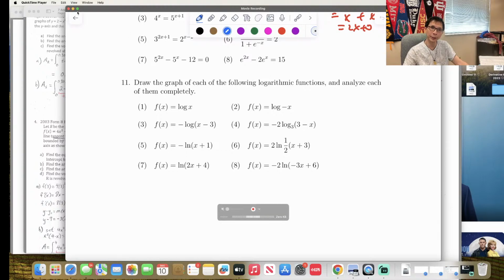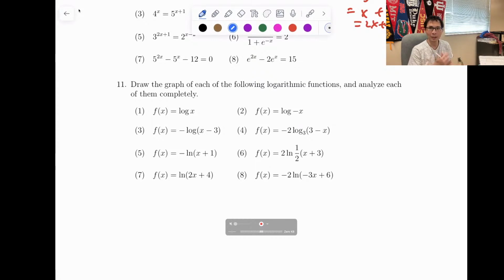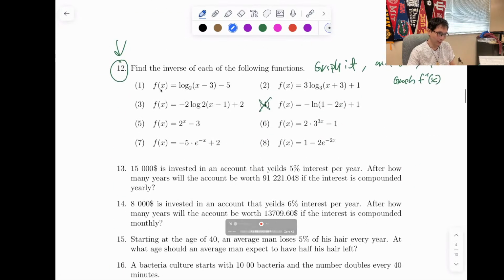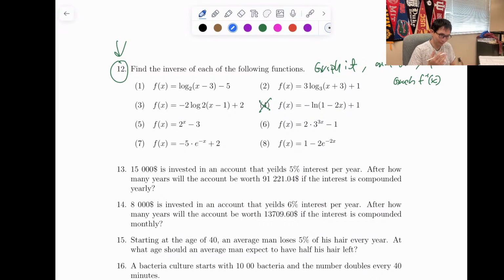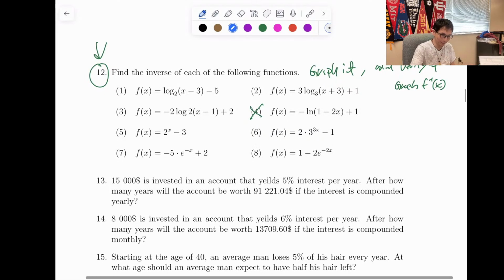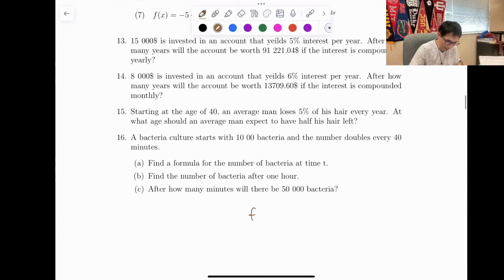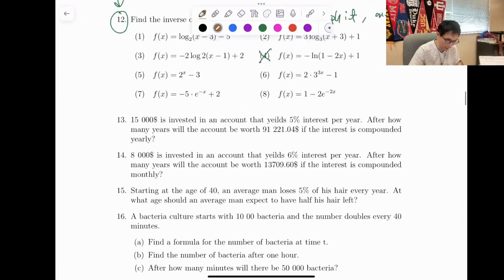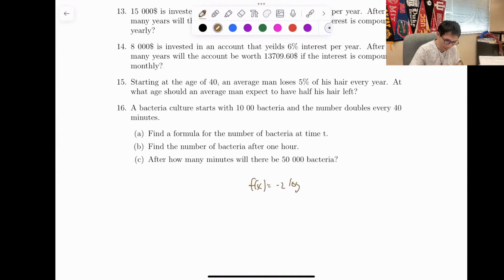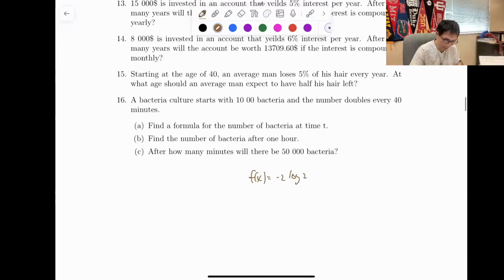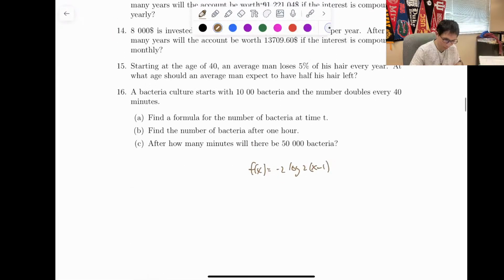All right, so we're gonna go to here. Pick a question. So we're not this one. So we're gonna go down. Which one? Three. All right. We're just gonna pick 3. So first of all, we say f of x is equal to -2 log 2 of x minus 1 plus 2.